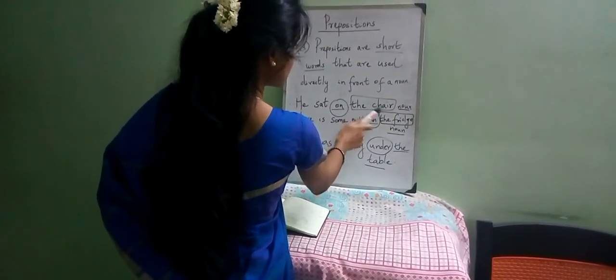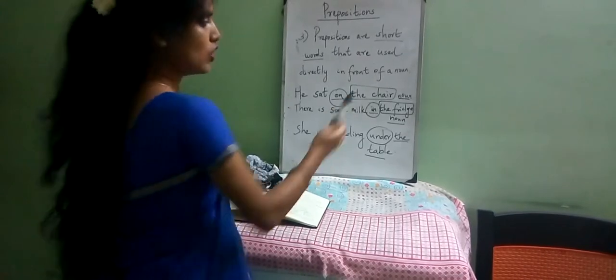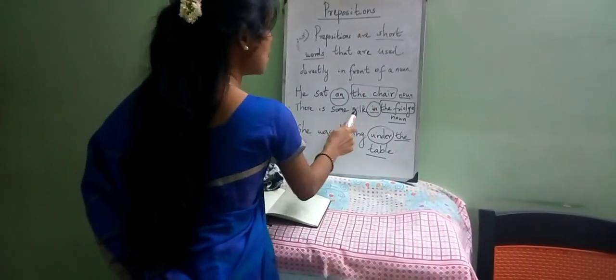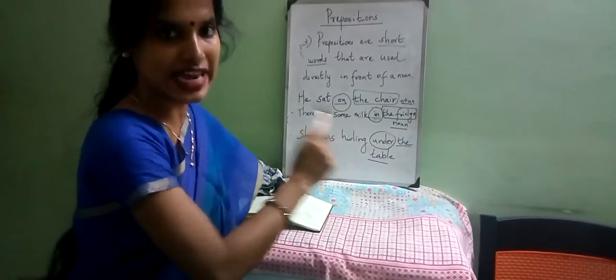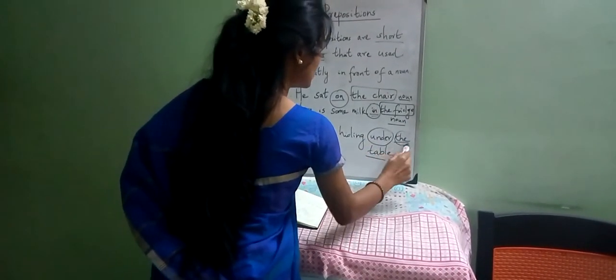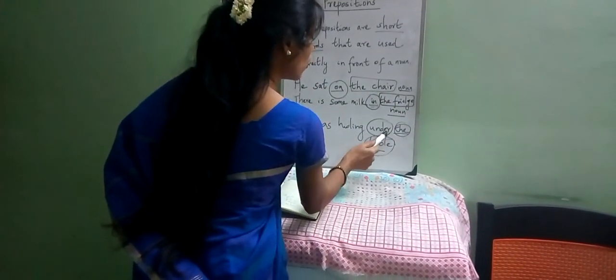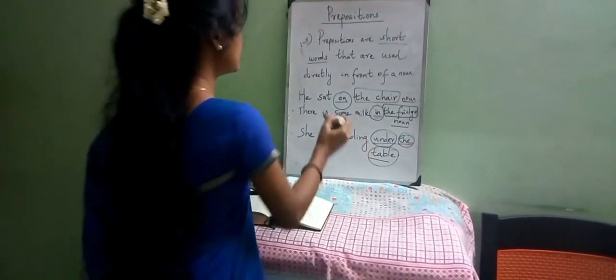In the first sentence, he sat on the chair. The chair is the noun. On is the preposition, used directly in front of the noun. Second sentence, there is some milk in the fridge. So directly in front of the noun we have another preposition here which is in. And she was hiding under the table. The table is the noun. And directly in front of the noun we have a preposition called under. So these are the examples for prepositions.